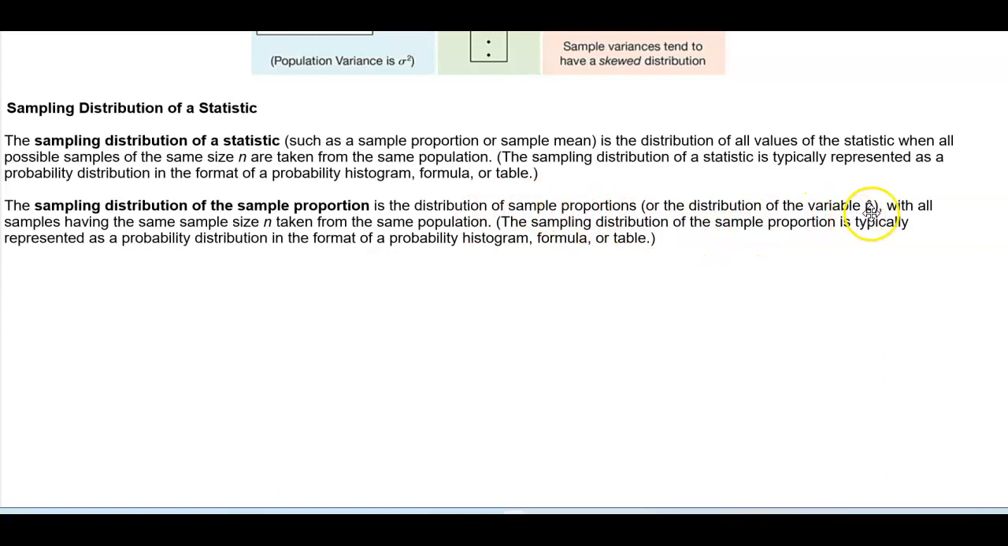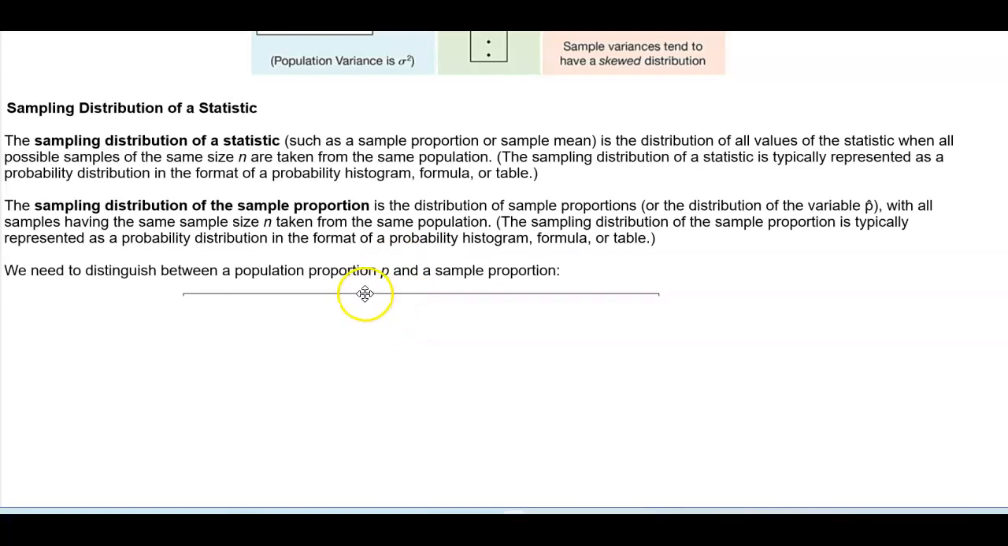Now, the sampling distribution of the sample proportion is the distribution of sample proportions, or the distribution of the variable, which is the point estimate, with all samples having the sample size n taken from the same population. The sampling distribution of the sample proportion is typically represented as a probability distribution in the format of a probability histogram, formula, or table.